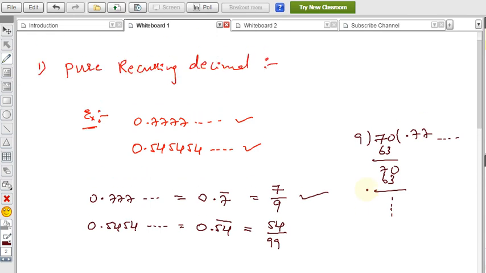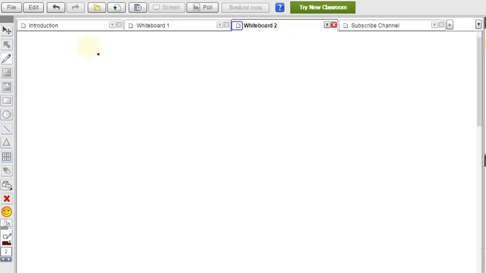Now one more type is mixed recurring decimals. If the repetition is mixed, then how can we convert it into a vulgar fraction? I'll explain in a shortcut method. The second type is mixed recurring decimals.